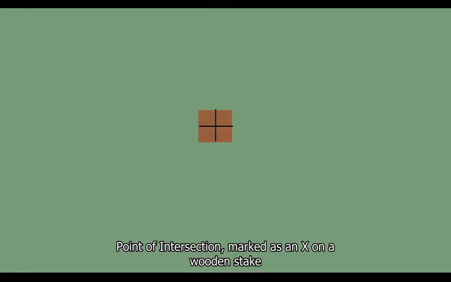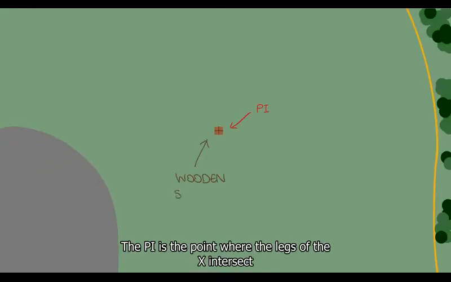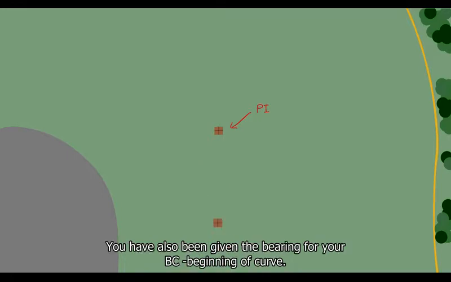You have been given a PI, or point of intersection, marked as an X on a wooden stake. The PI is the point where the legs of the X intersect. This should give you a visual idea of the precision required in this lab. You have also been given the bearing for your BC, or beginning of curve.